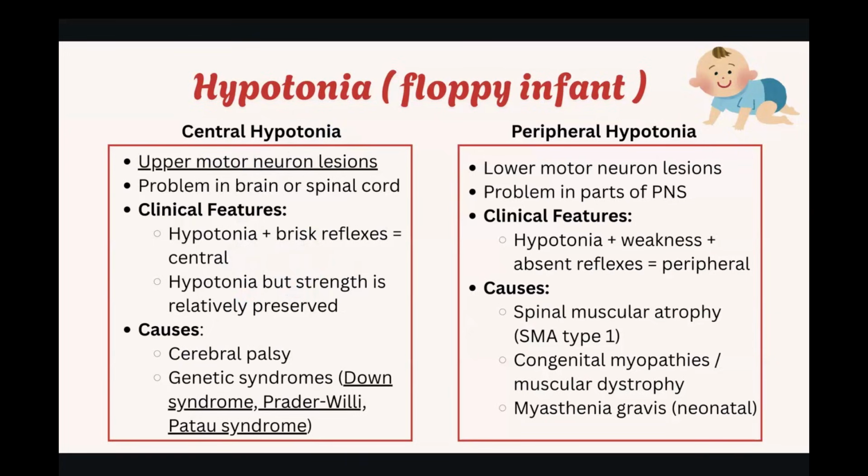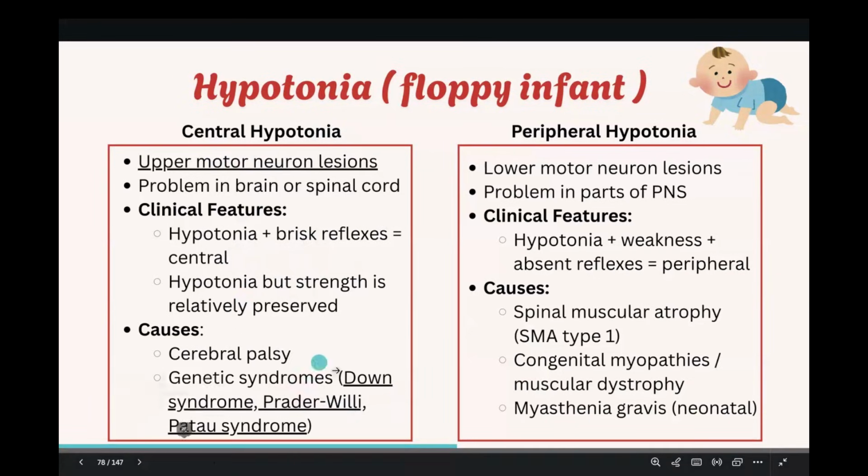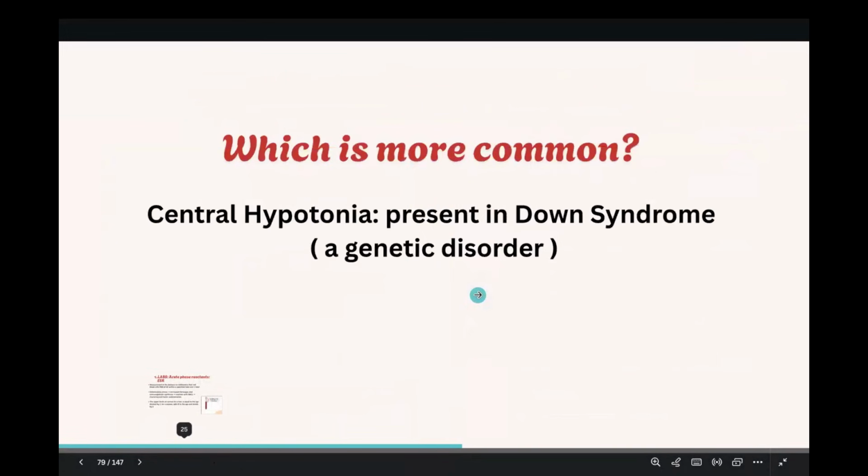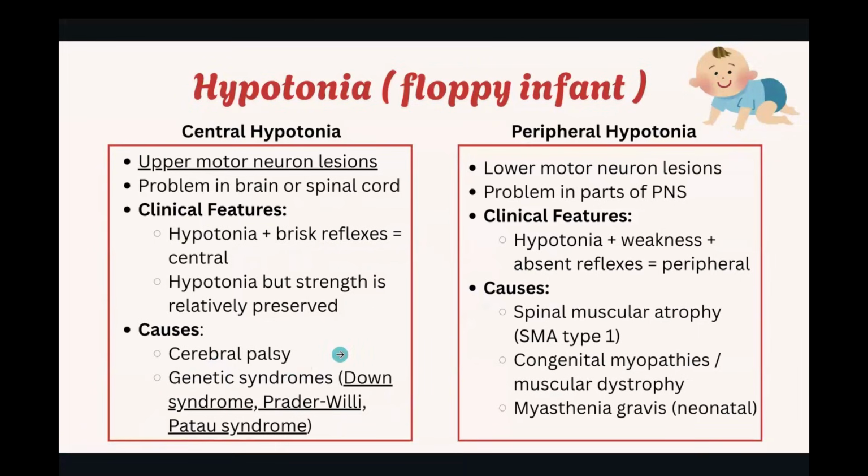What can cause central hypotonia? Most importantly is Down syndrome. So Down syndrome, Prader-Willi, and Patau syndrome, they're very important to memorize, you guys. Please do know that Down syndrome, Prader-Willi, and Patau syndrome can cause central hypotonia.